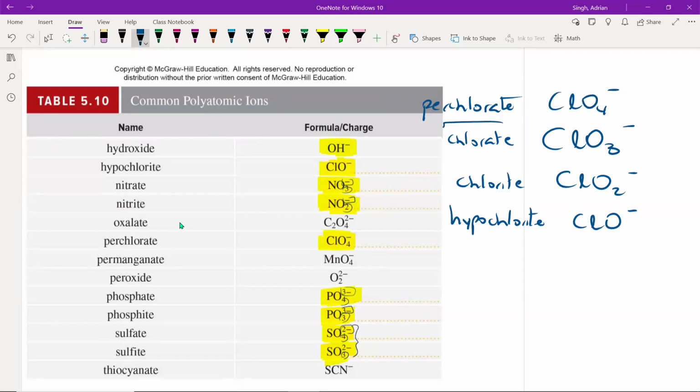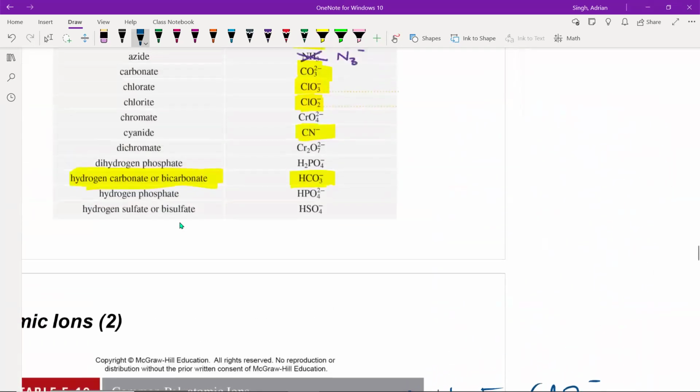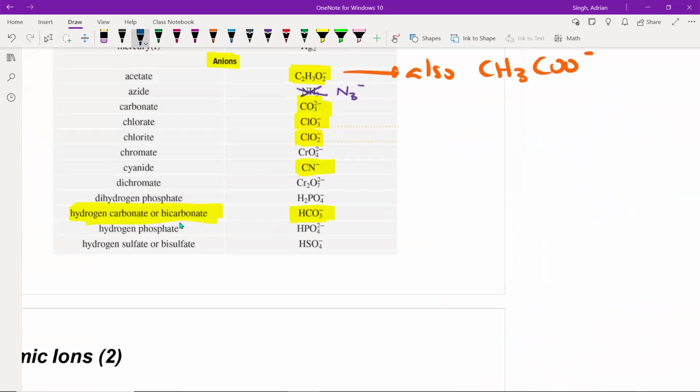So we see the same trend, the -ates versus the -ites, one fewer oxygen. We take it one step further, we have hypochlorite, take one more oxygen away. On the other side of this, if we add an oxygen to the chlorate, we have perchlorate, so it's ClO4 with a minus charge. Okay, so the ones that I'm highlighting in yellow are the ones that are very common, and we need to know these.